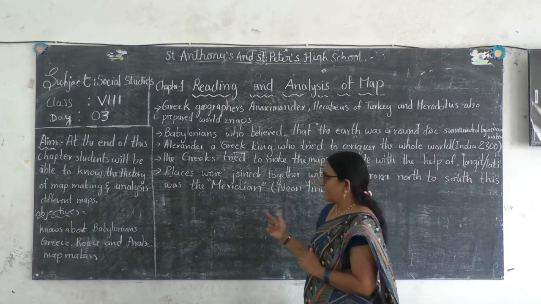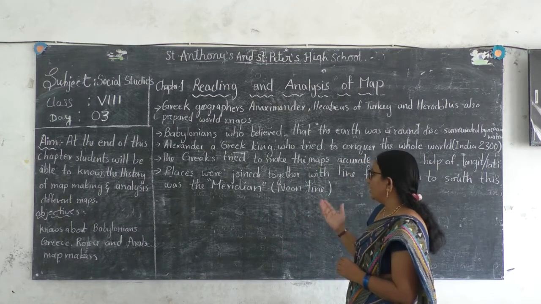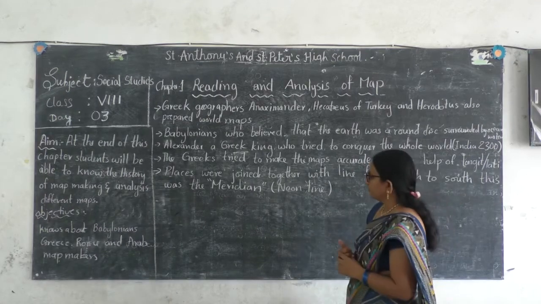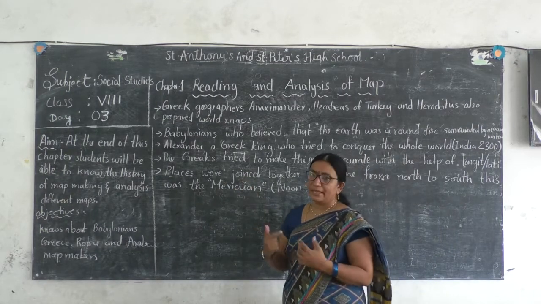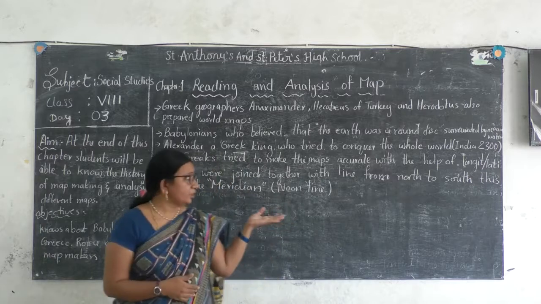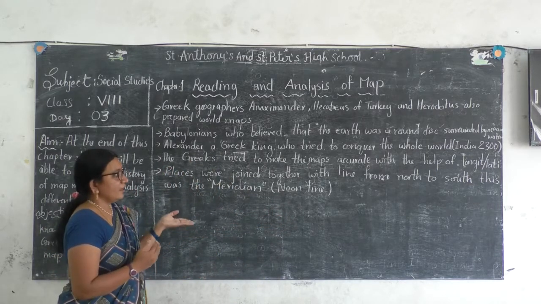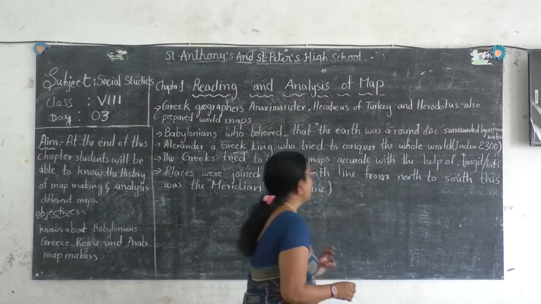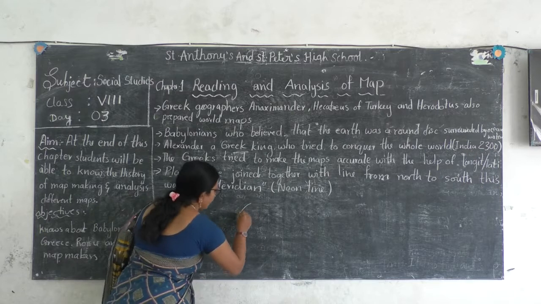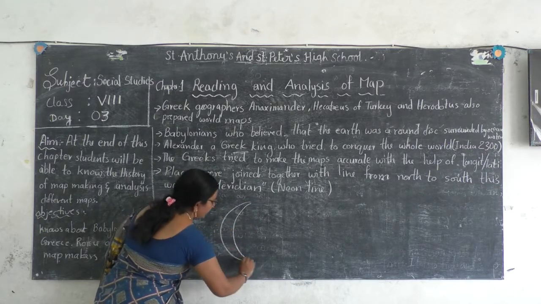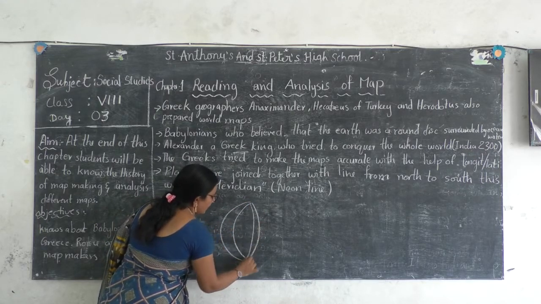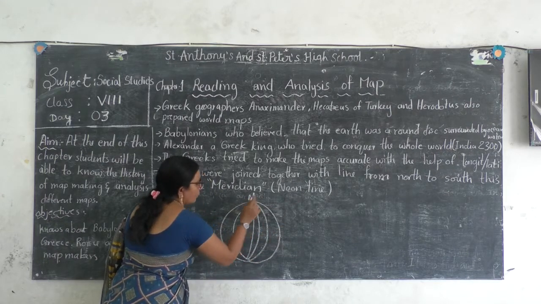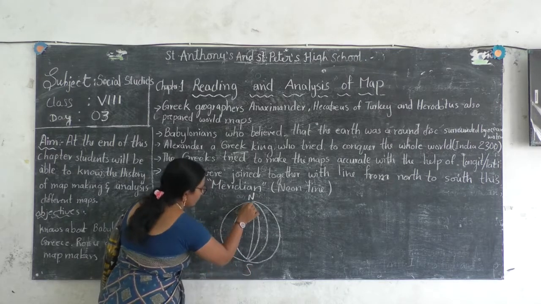Here we can see places were joined together with lines from north to south by the Greek people. They used these latitudes and longitudes. They joined the North Pole to the South Pole, as we know about longitudes and latitudes. It was very difficult to make these latitudes and longitudes, and they were drawn from the North Pole to the South Pole.